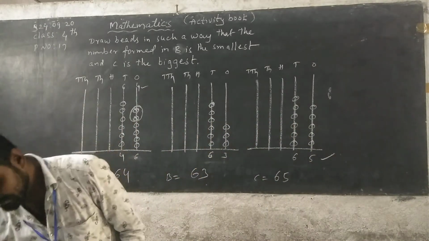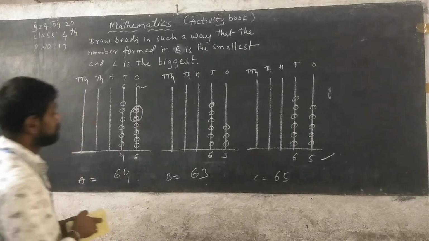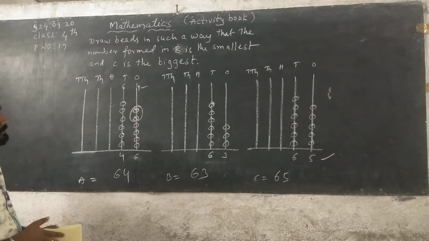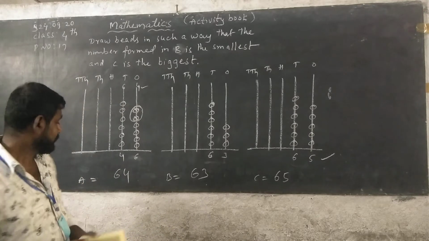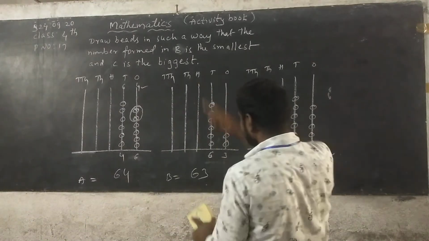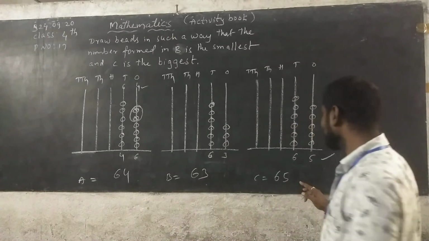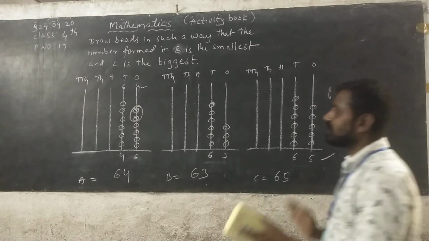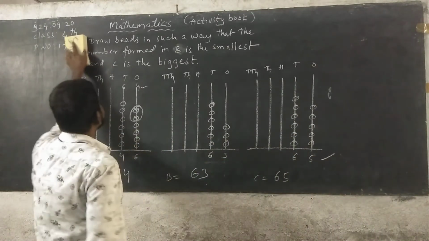Now next. Right. A is equal to 64. So B is the smallest number, 63. So C is the greatest number, the biggest number, 65. Okay, that's it.